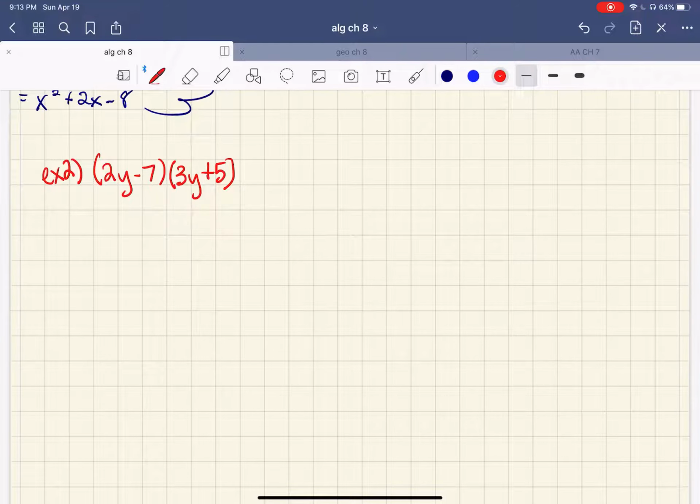Okay, so if we have the binomial 2y minus 7 and 3y plus 5, and we want to multiply them together, I am going to use FOIL to help me do that. So first, outer, inner, last.